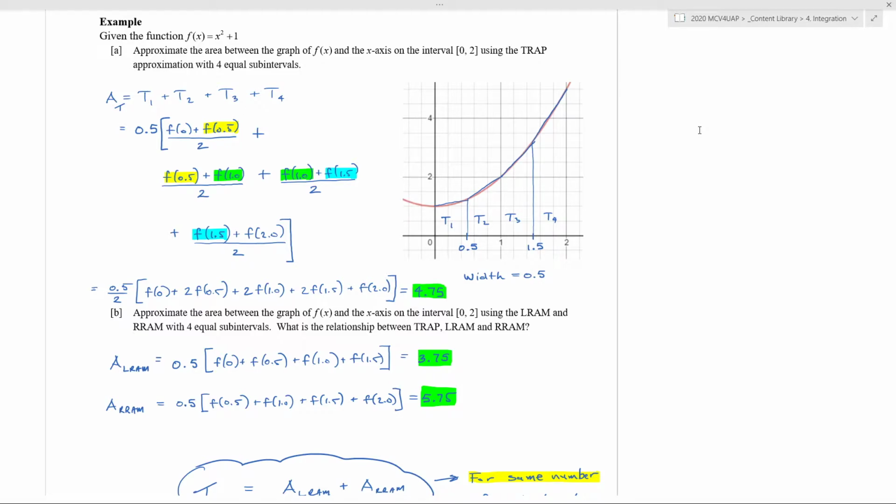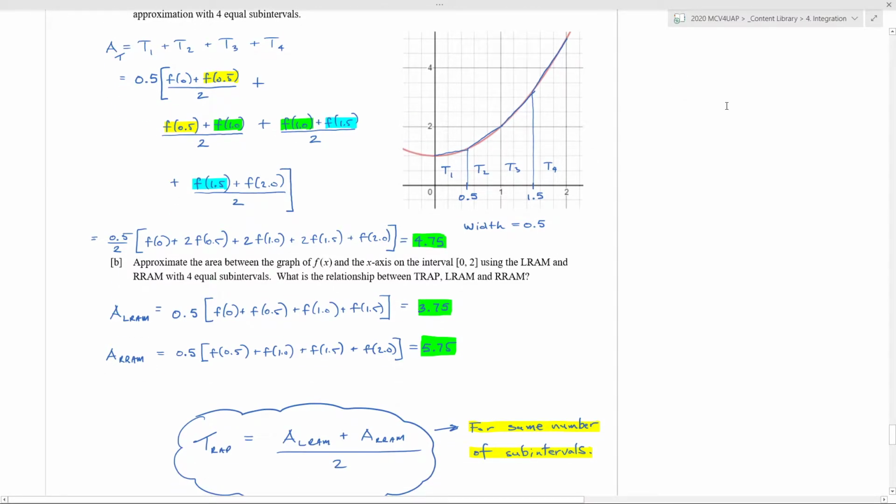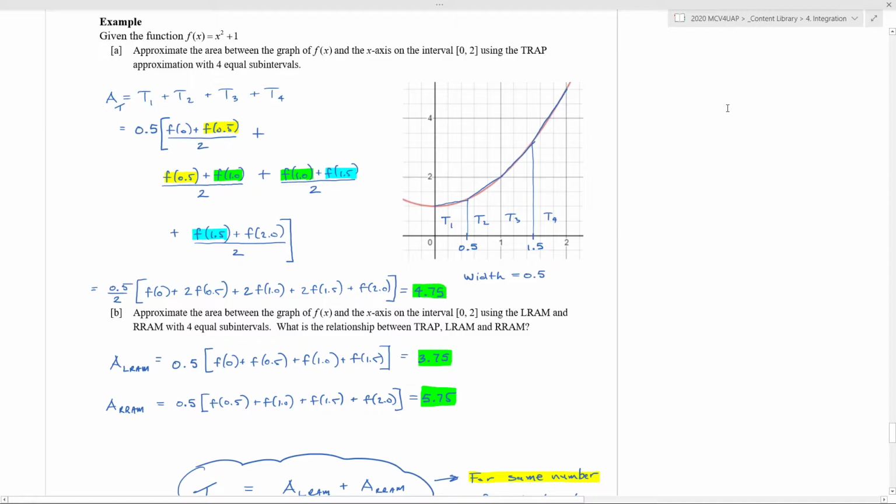Okay? Now, part B. We want to compare the trapezoidal approximation with the left and right hand rectangular approximation, because there's an interesting relationship between the two. Okay? And it'll always hold true.